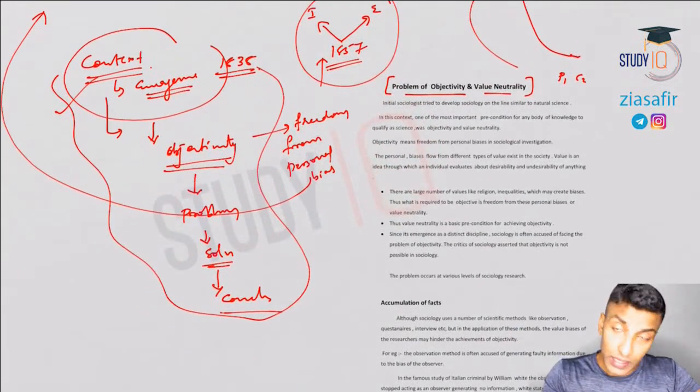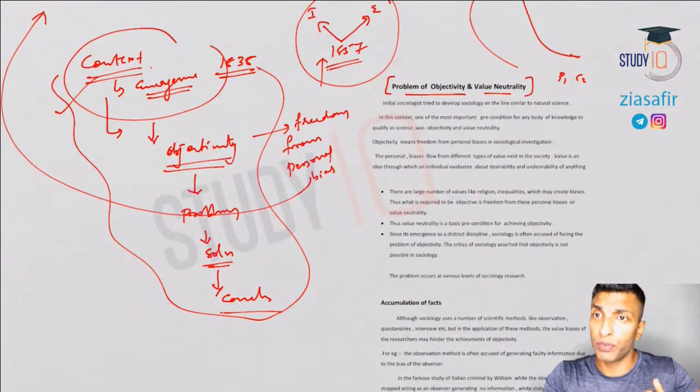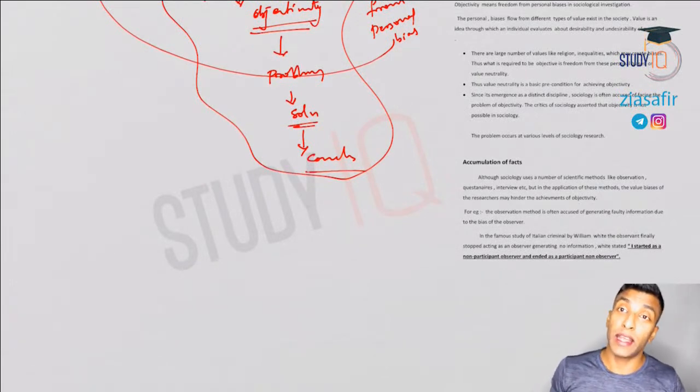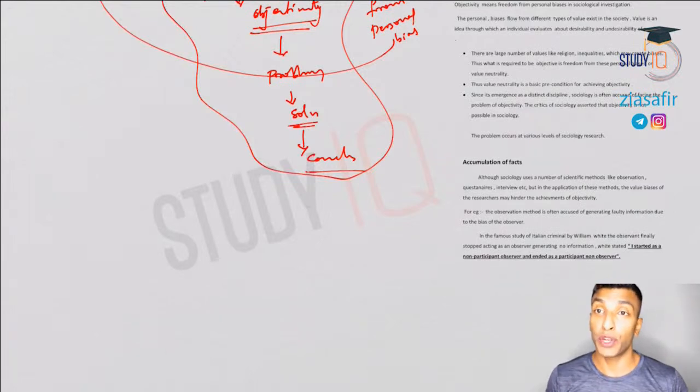So I hope you understood. That's about objectivity. So context you understood, what is objectivity you understood, and how you compromise objectivity you understood. It is because of values. So what you need to do to remain objective? Freedom from all personal biases. Now let's look into the areas in sociological research where you compromise objectivity.